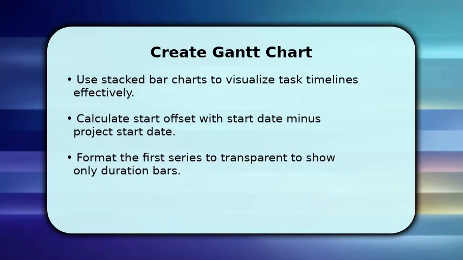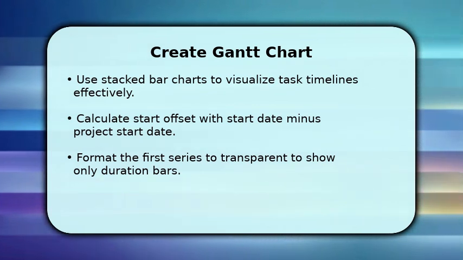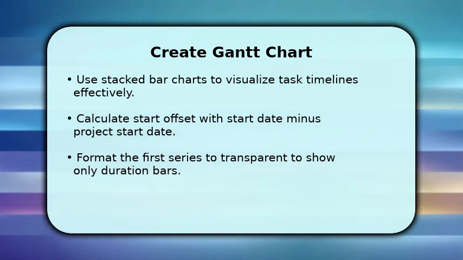Build a simple Gantt chart by creating a stacked bar chart from your task table, where the first series represents the offset and is made transparent, and the second series shows the duration. This gives a clear timeline for each task and helps you spot overlaps and resource conflicts quickly and visually.